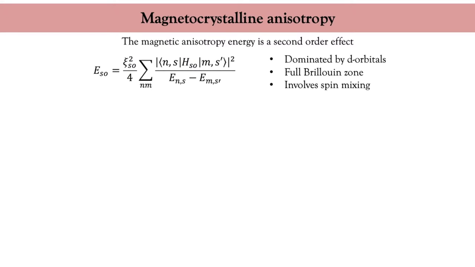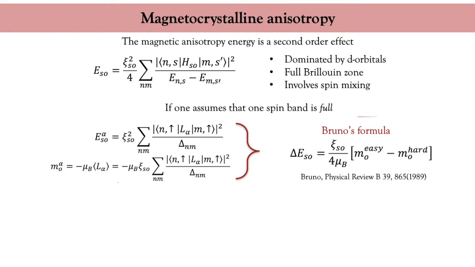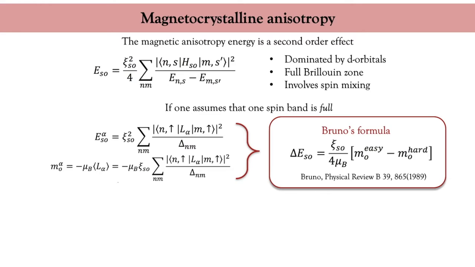A simple model has been put forward to get some rough understanding of the physical origin of magnetocrystalline anisotropy. If you consider that one spin subband is full, let's say the spin down, it means that the second-order perturbation only involves one species of electrons, spin up here. This simplifies the problem, and one can obtain a simple expression of the anisotropy energy. Now, what is interesting is that this expression of the anisotropy energy that I obtain in second-order perturbation theory can be related to the anisotropy of the orbital moment that I calculated through first-order perturbation theory.